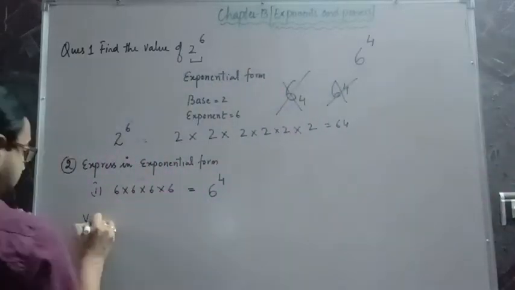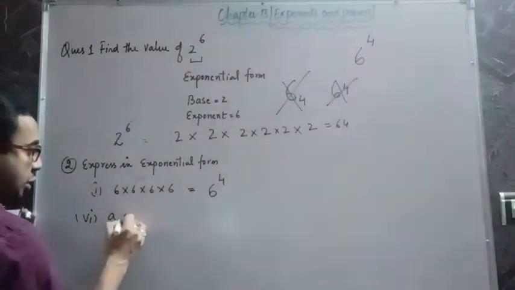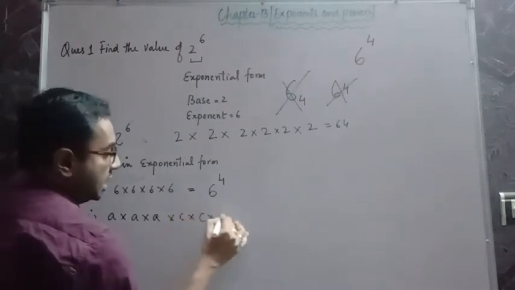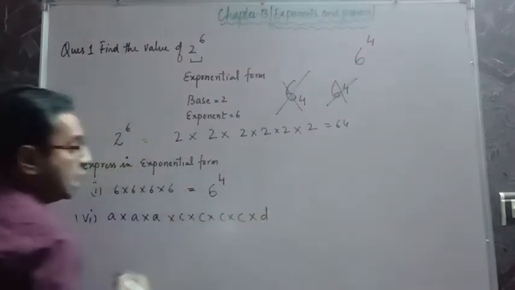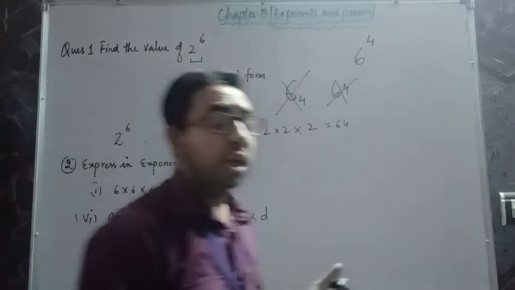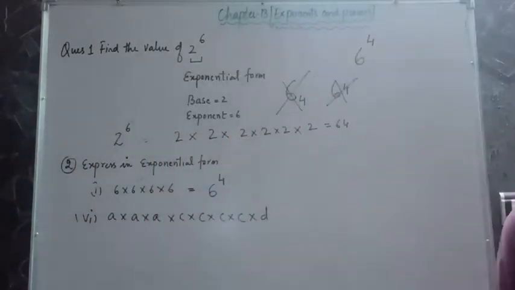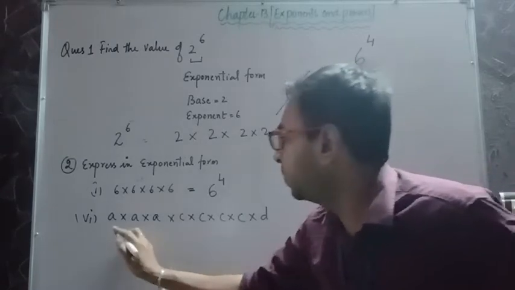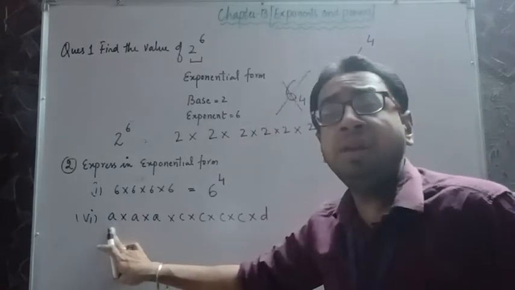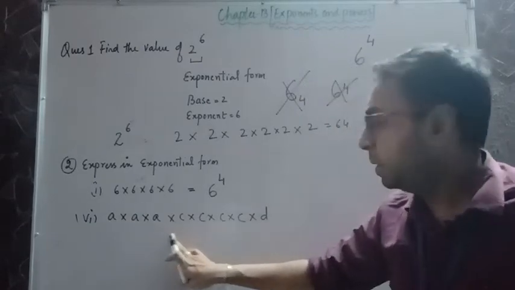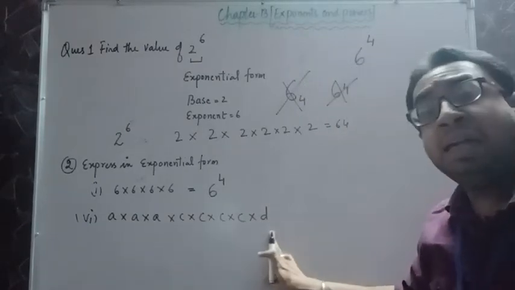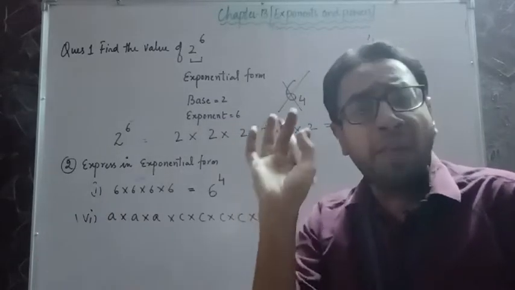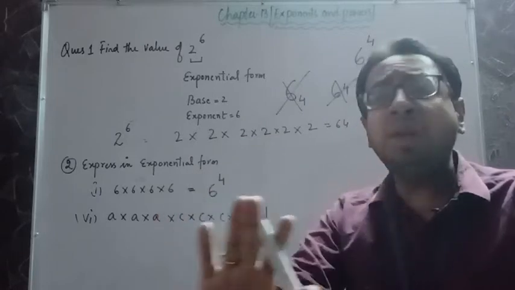Second part I'll be doing. Let me take the sixth part. A into A into A into C into C into C into C into D. You might be thinking, sir, earlier you were talking about the same number representation. Yeah, but what is the difference? There is no difference in this. It's very easy. Here, basically, there are three bases. A is also represented, C is also represented, and D is also represented. So there is no problem. There can be any number of bases. There is no limit on bases.